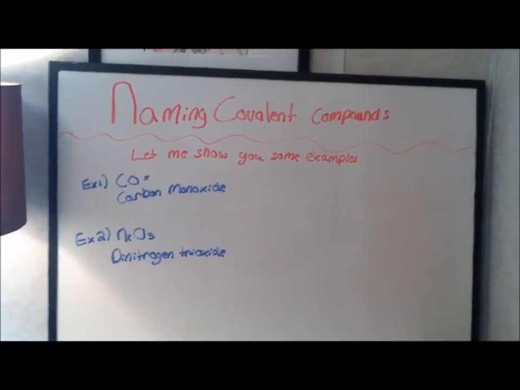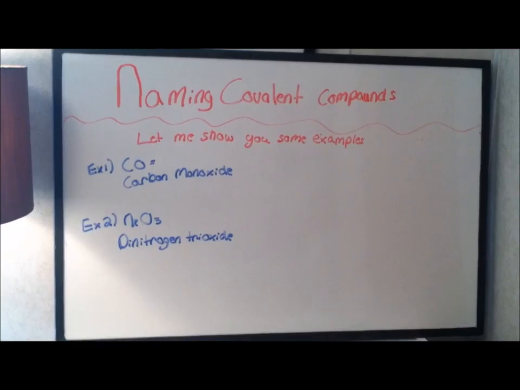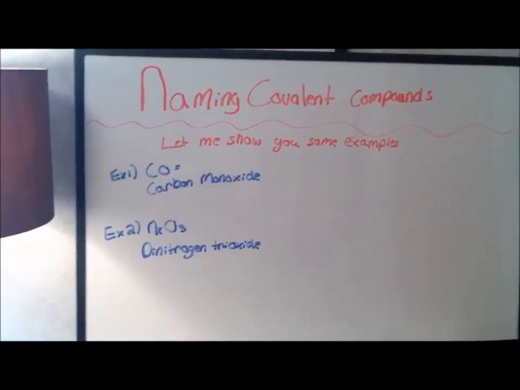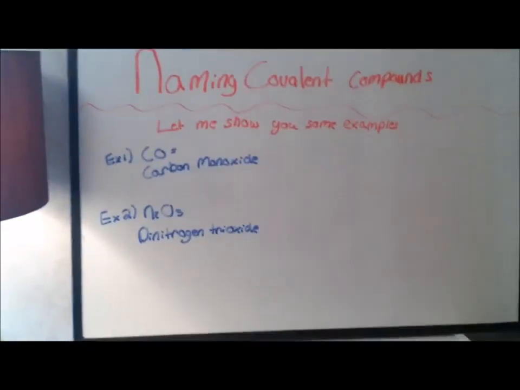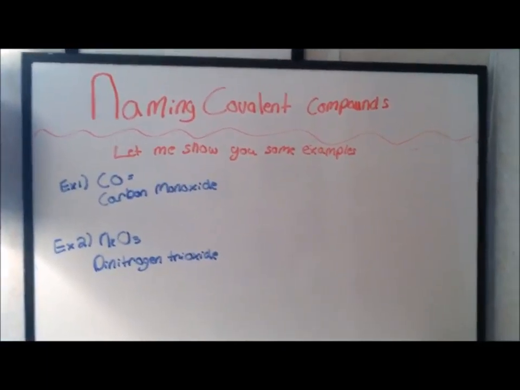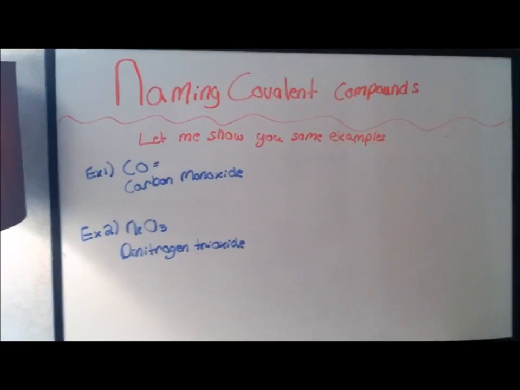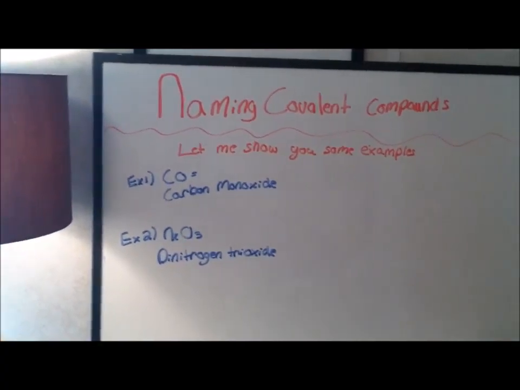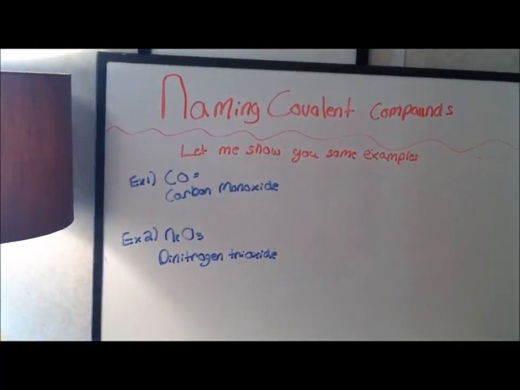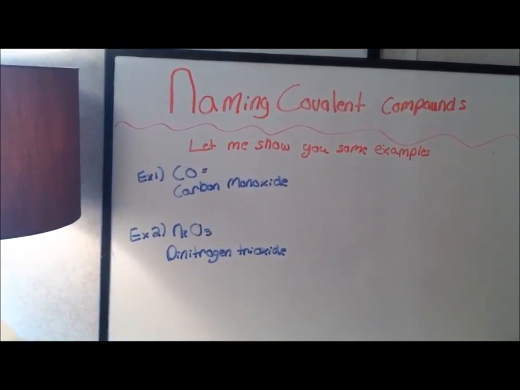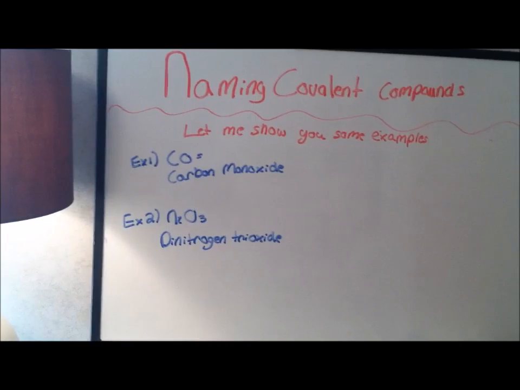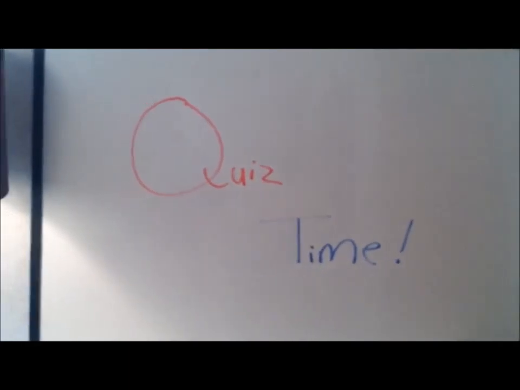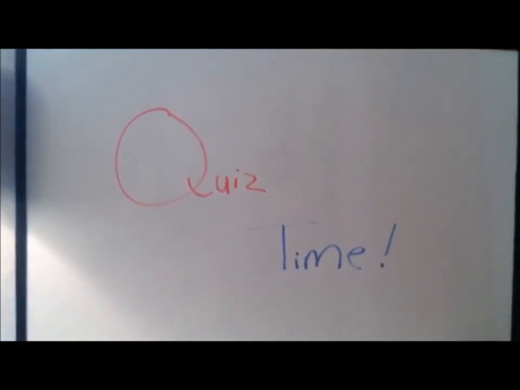Let me show you some examples of naming covalent compounds. Unlike ionic compounds, covalent compounds use 10 prefixes that you will need to memorize. Example 1: the second element in the compound has only one atom, so use the prefix mono, which is 1. In example 2, both the first and second elements have more than one atom, so use di, which is 2, for N2, and for O3, tri. So, dinitrogen trioxide.